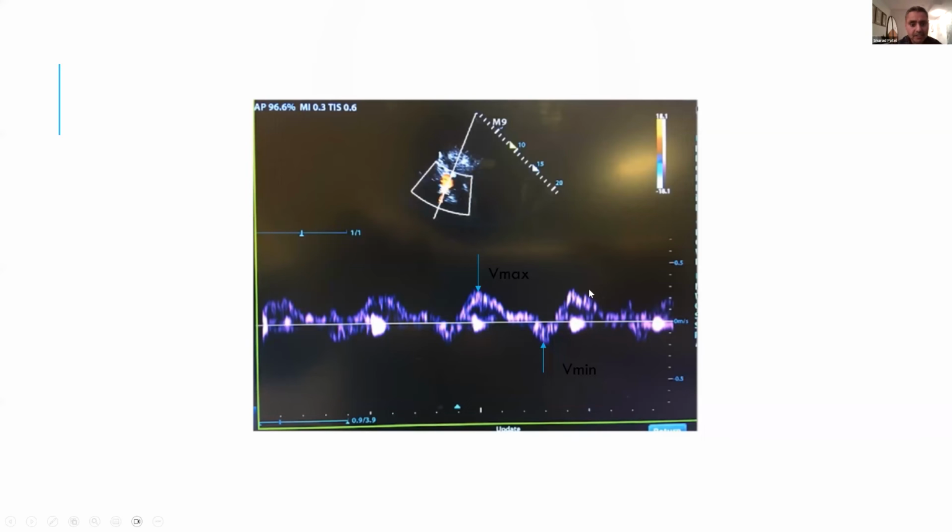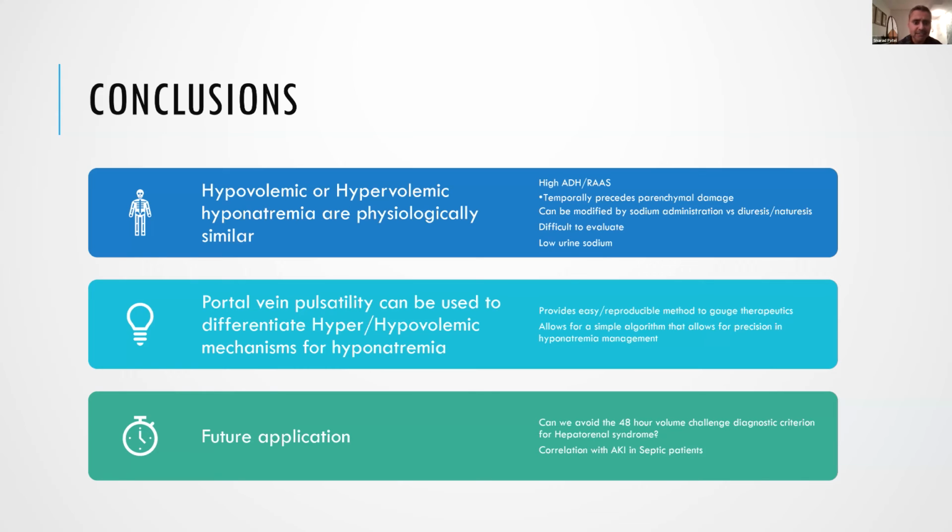Again, this is another abnormal example of a portal vein, and how do you calculate portal vein pulsatility? You look at your Vmax and your Vmin. Essentially it's Vmax minus Vmin over Vmax, and that's your pulsatility index or percentage. Anything greater than 50% is going to be abnormal. This is almost biphasic, so this is greater than 100% pulsatility. So you know that there's severe congestion here. In conclusion, you're trying to figure out if there's hypovolemic or hypervolemic hyponatremia. They're physiologically the same thing.